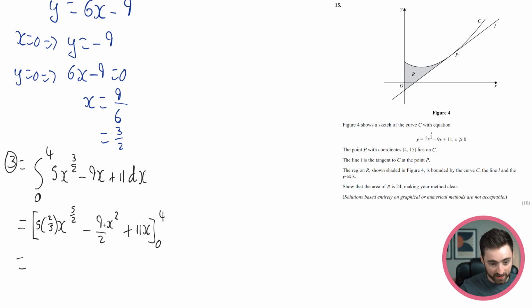Now, what am I going to get when I sub 4 in? I'm going to get 5 times 2 over 5, the 5's cancel, which is fantastic. So basically, I'm going to be left with 2 here.